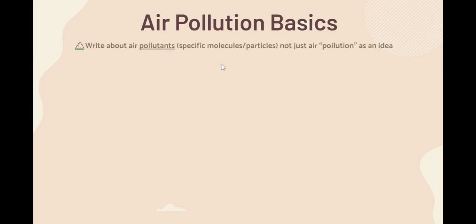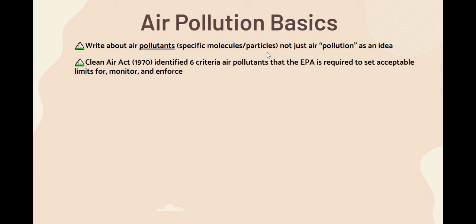Air pollution basics. Basically, you need to write about air pollutants, not just air pollution as an idea. In other words, specific molecules and particles, not just "air pollution is bad." In 1970, there was an act called the Clean Air Act that identified 6 specific air pollutants. They're called criteria air pollutants. They are what the Environmental Protection Agency is required to set acceptable limits for, monitor, and enforce those limits.